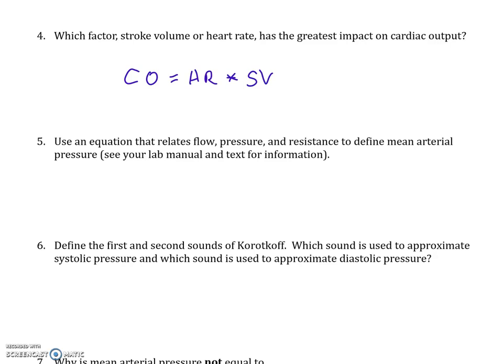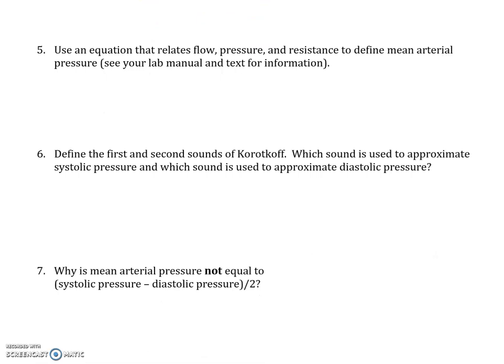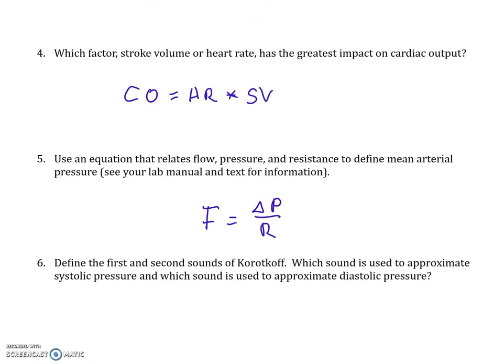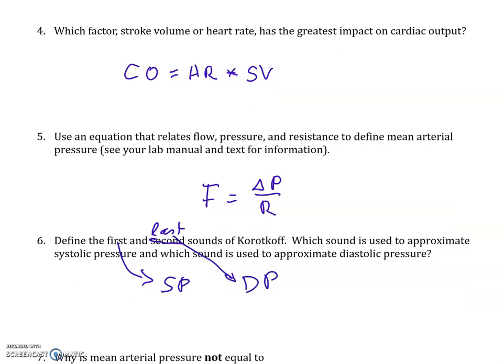That's achievable. Now, use an equation that relates flow, pressure, and resistance to define mean arterial pressure. So for number 5, here's your formula. The flow is equal to the change in pressure over the resistance. Moving on to 6. The first and the last sound of Korotkoff. First one, of course, that is used to approximate your systolic pressure. Last sound of Korotkoff is used to estimate your diastolic pressure.